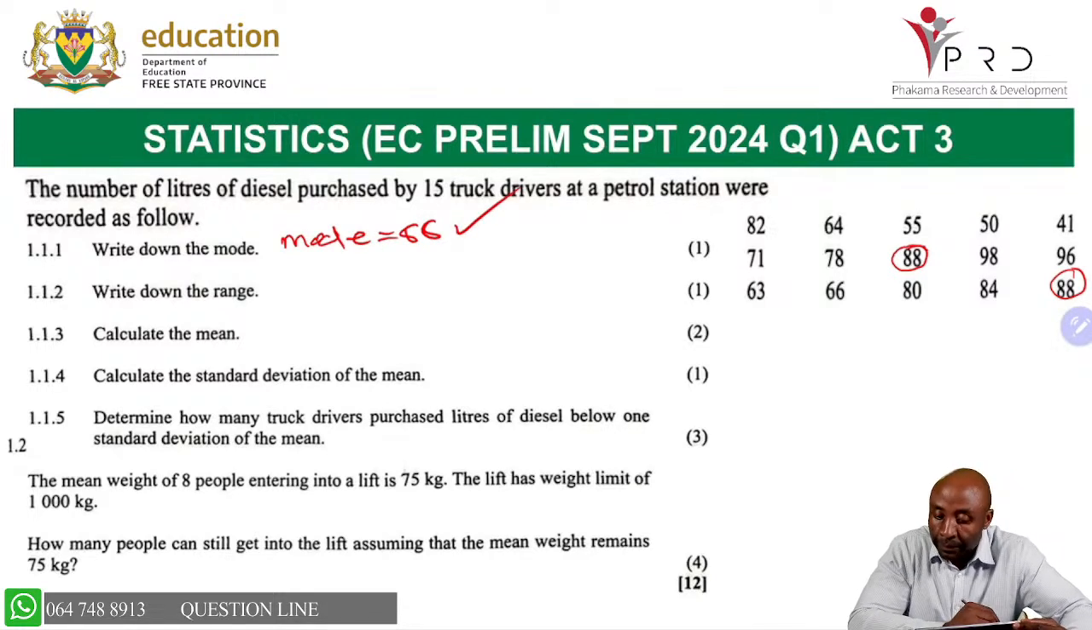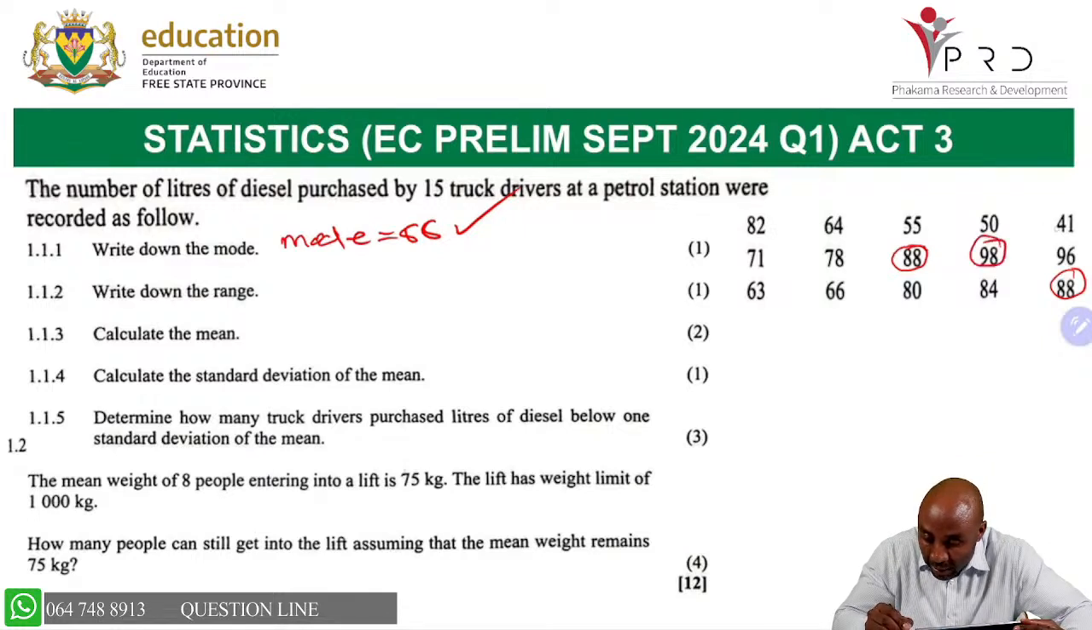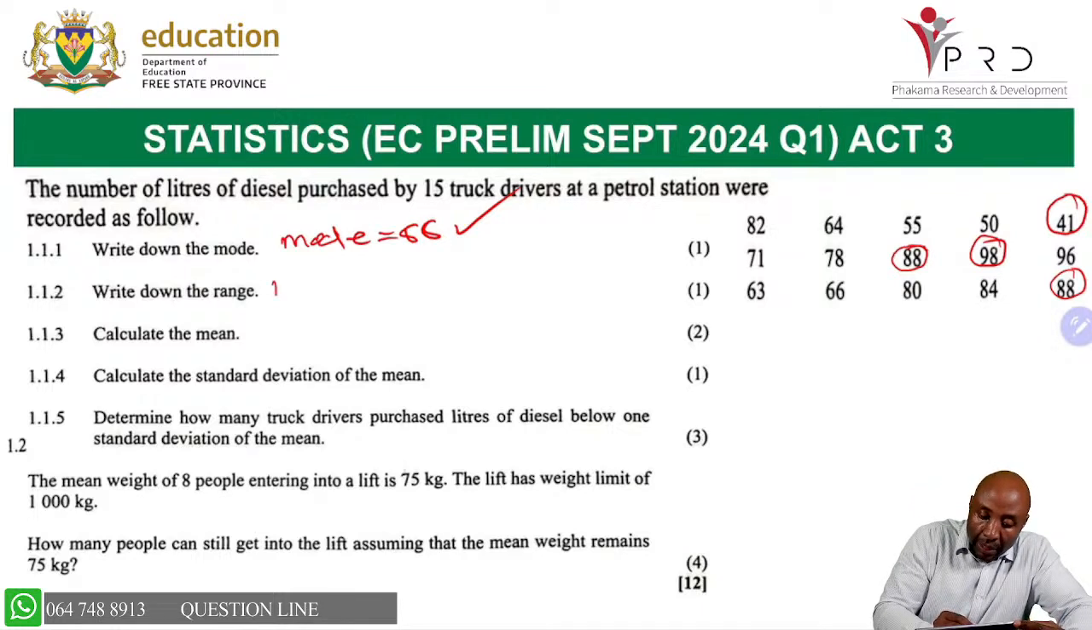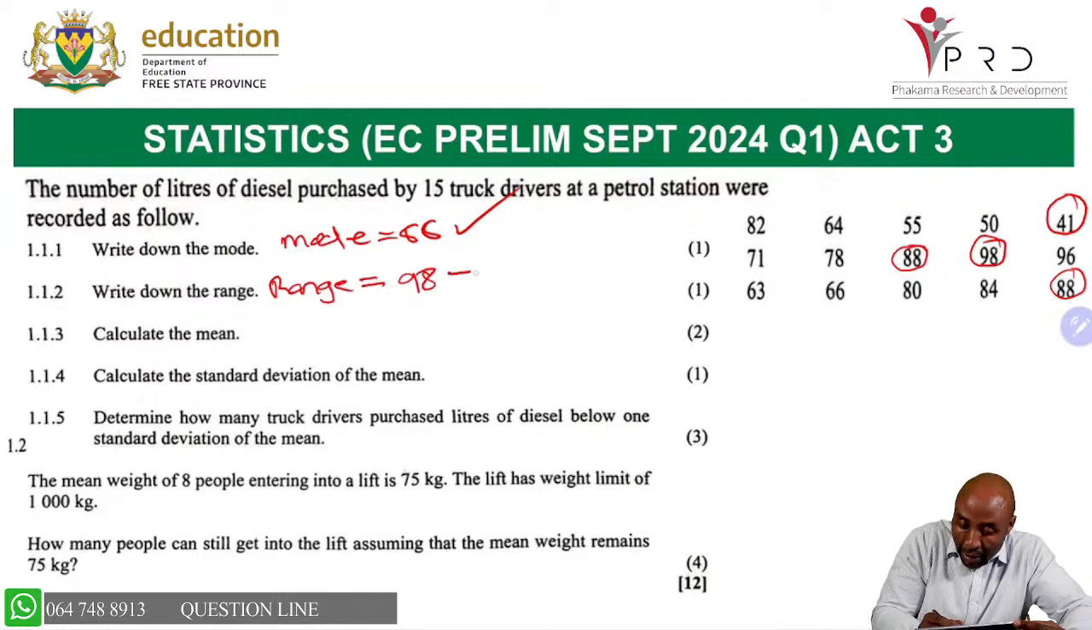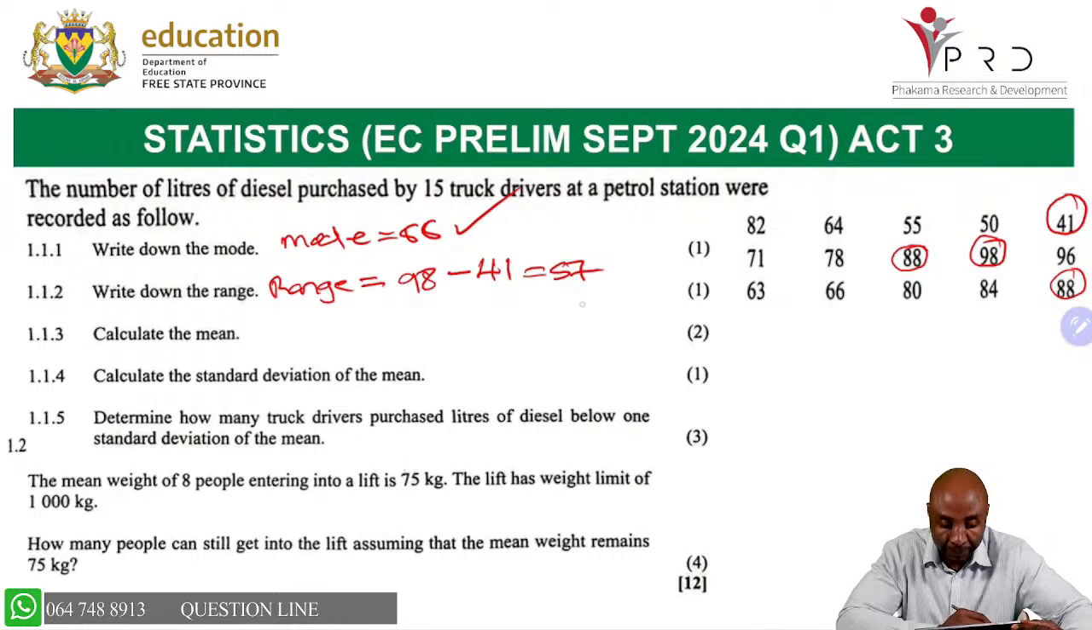I get 1 mark. Next, write down the range. How do we determine the range? It is the highest data item in the data set minus the smallest data item in the data set. So my highest data item is 98, my smallest is 41. Therefore, the range is the highest value minus the smallest value, which becomes 98 minus 41, and this should give us 57 liters.